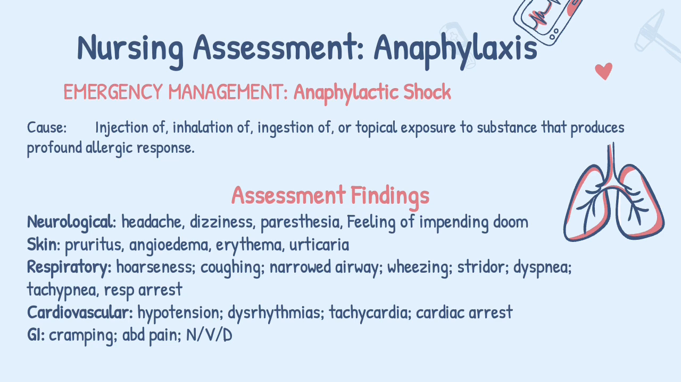Cardiovascular assessments will show hypertension, tachycardia, and perhaps cardiac dysrhythmias, and these can also eventually lead into cardiac arrest if untreated. In the GI system, they may have cramping, abdominal pain, nausea, vomiting, or diarrhea. So very important, I'm telling you that you need to know these common assessment findings for anaphylaxis.